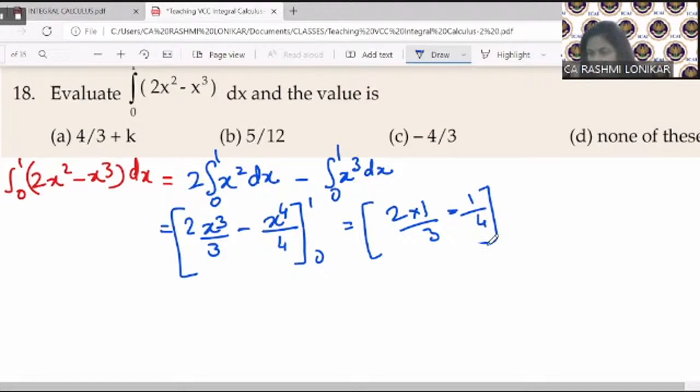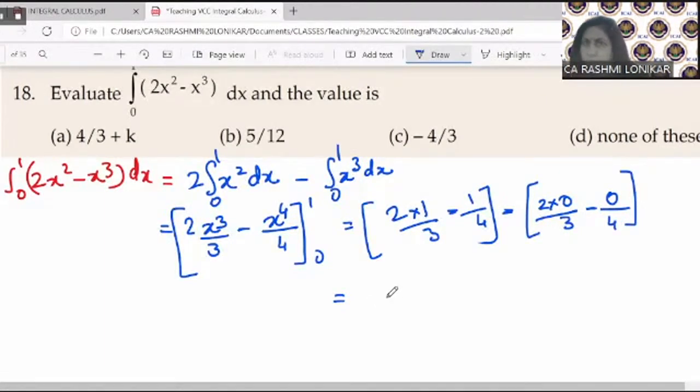So how much is this? And minus, what is the lower limit? This will be 2 into 0 upon 3 minus 0 upon 4. Okay, because instead of x, I am putting 0, the lower limit. Instead of x, I am putting the upper limit. So this is for the upper limit and this is for the lower limit. So what do I get? This is equal to 2 by 3 minus 1 by 4. Let me write it well.